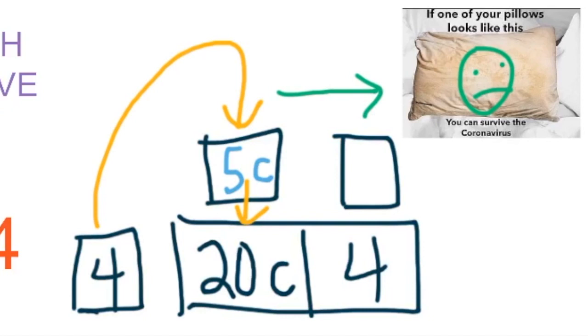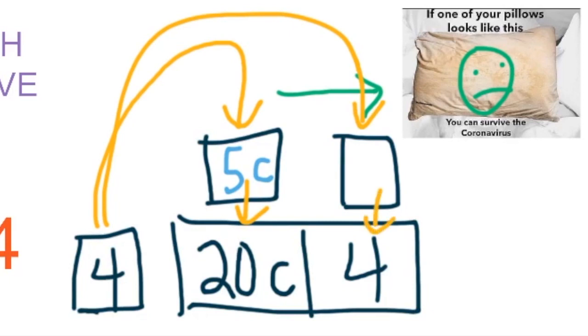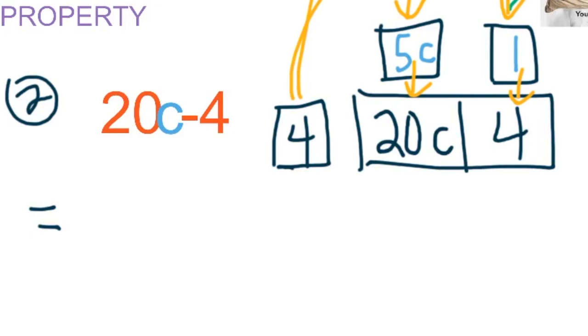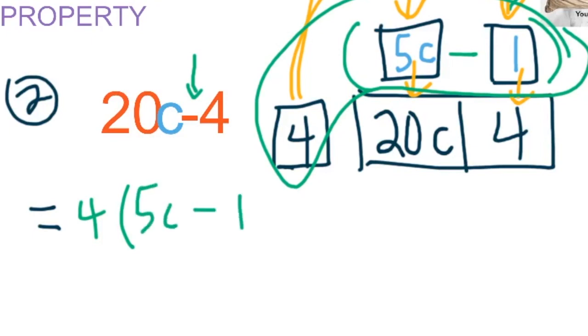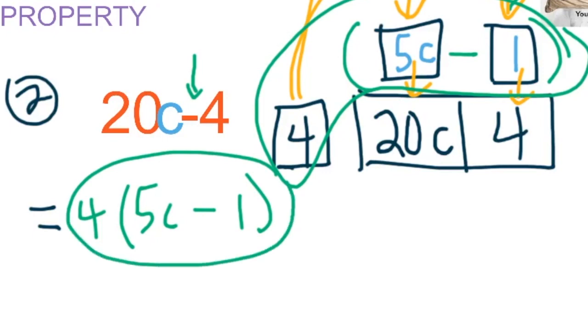Great. And let's do the next one. 4 times what is 4? That's an easy one. 4 times 1. Great. So there we go. Here's our answer. Right there. 4 times the difference of 5C and 1. I'm going to use subtraction because it's in our original expression right over there. There it is. Once again, 4 times the difference of 5C and 1. We just rewrote an expression using the distributive property by factoring.